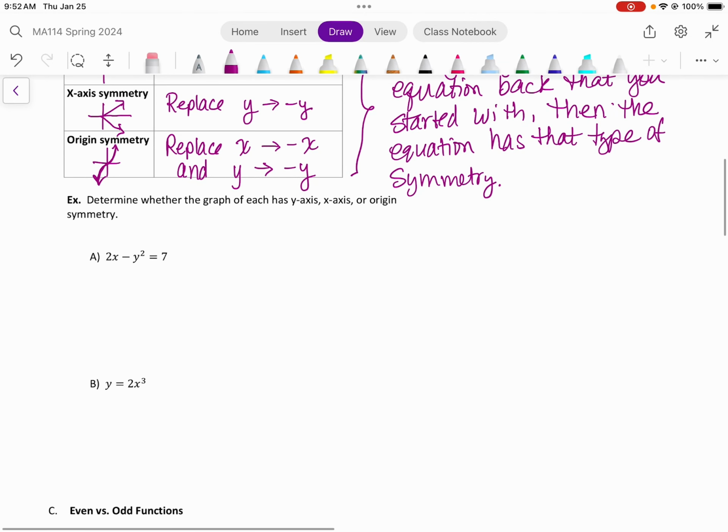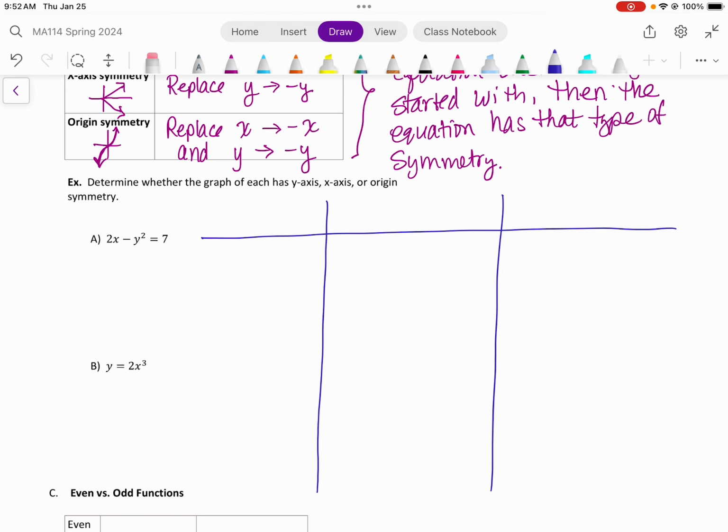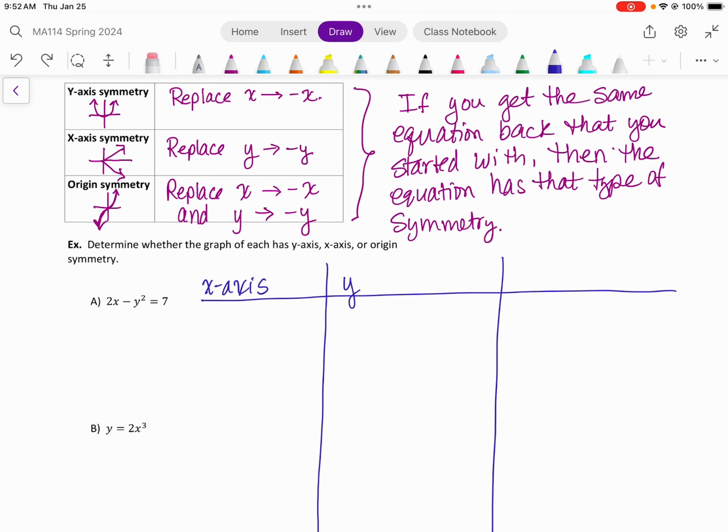So we'll apply that here to our first example. All right, basically you're going to be testing 3 types of symmetry for each one. So I'm just going to come through and make a table. We'll do x-axis, y-axis. Let me do that in a different order. That way it stays consistent with the table up above. So we'll do y-axis, x-axis, and origin.